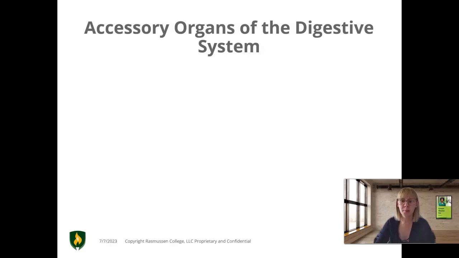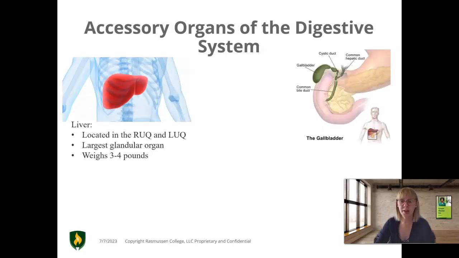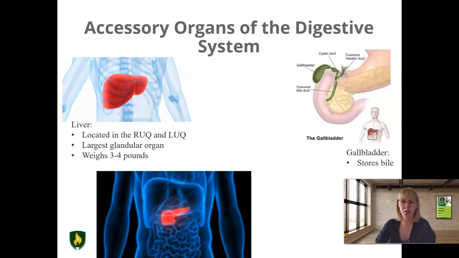Although the gallbladder, liver, and pancreas lie outside of the GI tract, they do play a very vital role in the proper digestion and absorption of nutrients. The first one we have is the liver. The liver is the largest glandular organ in the body, and it weighs about 3 to 4 pounds. It is located beneath the diaphragm in the right upper quadrant and the left upper quadrant. It performs many vital functions, and if it ceases to function, death will occur.